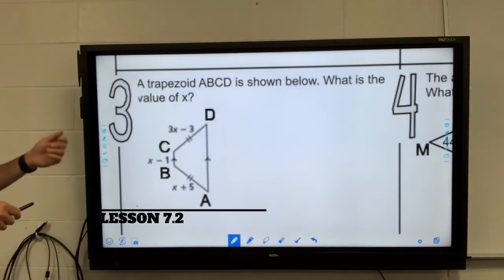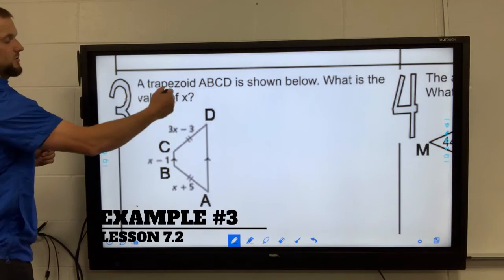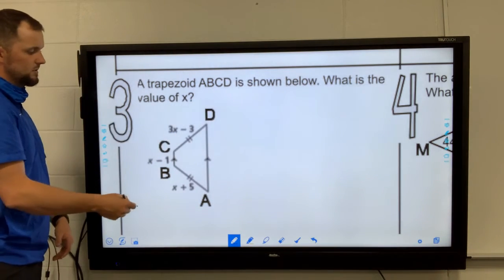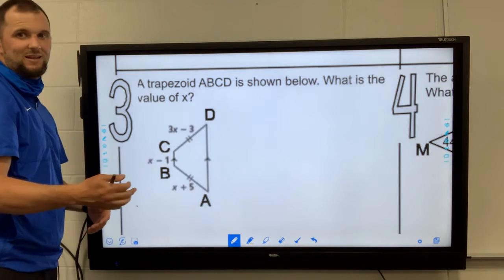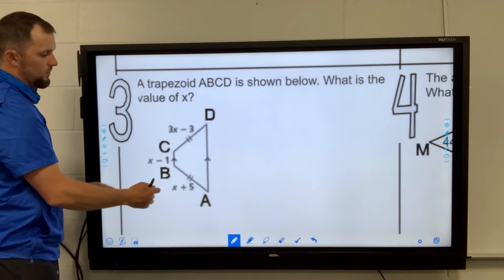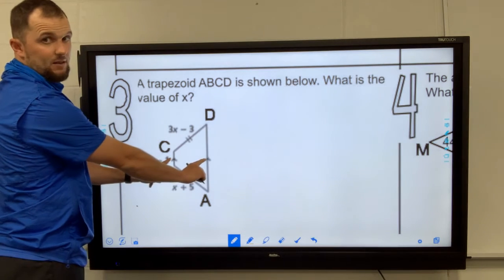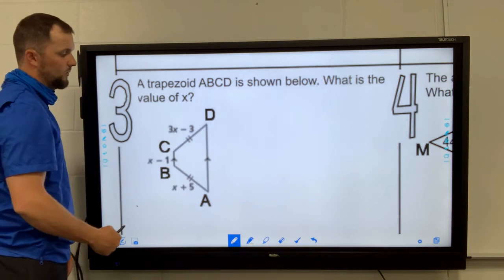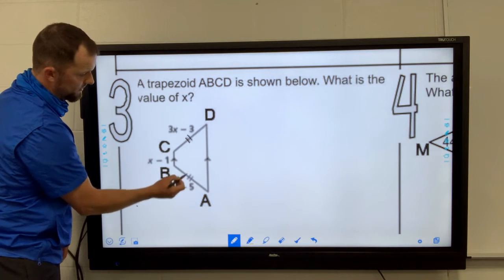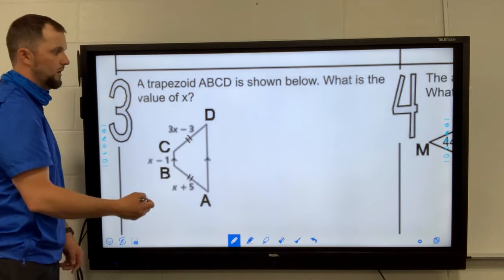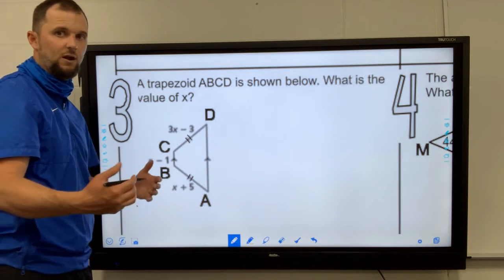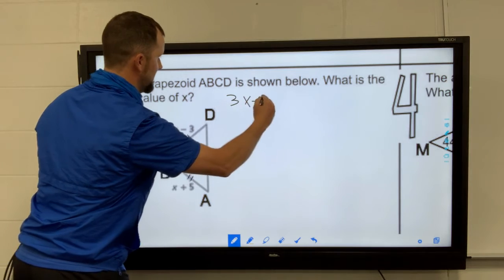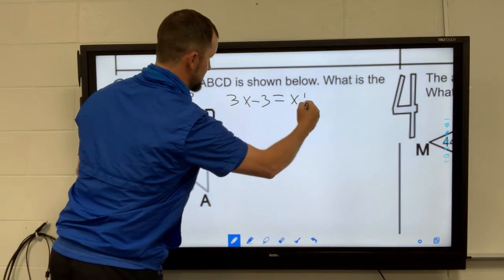All right, so now in example number 3, we're given a trapezoid ABCD as shown below. And what is the value of x? If you look here, we're given an isosceles trapezoid, which means I have one pair of parallel sides, and the sides that are not parallel are congruent. So if you look, I have these 2 little notches right here telling me those are congruent. So literally, how I solve for x is both of these are equal. So that means 3x minus 3 is going to equal x plus 5.